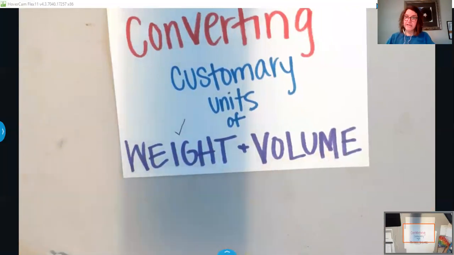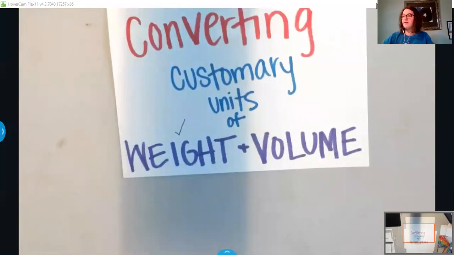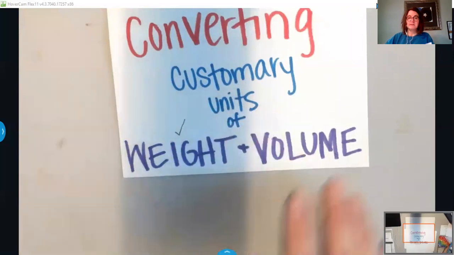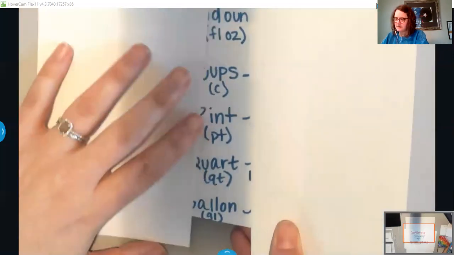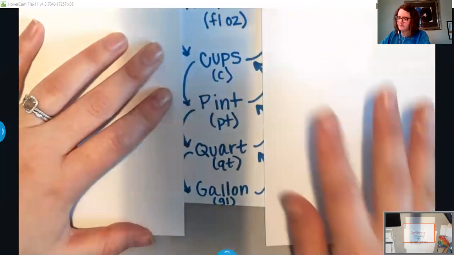We're going to make our really handy dandy reference sheet, only this time instead of weight, we're going to do volume. So I'm going to put this up, and once again, if this goes too fast, stop the video, pause it, write it all down, and then meet me back on the other side. So at the top, you'll write volume, customary.